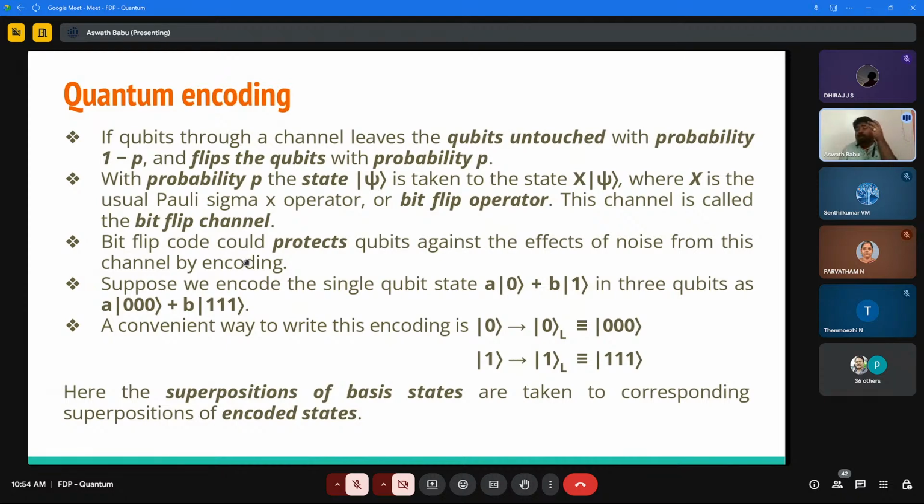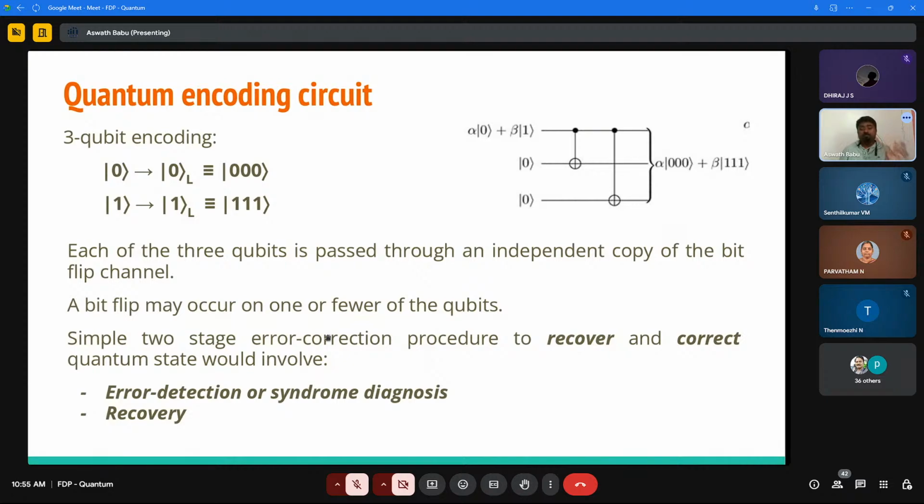Now, this is just theory. When it comes to experiments, how am I going to do this kind of encoding, this conversion from a single-bit superposition to a 3-bit superposition? How am I going to do it? Very good. Let me show you the circuit.